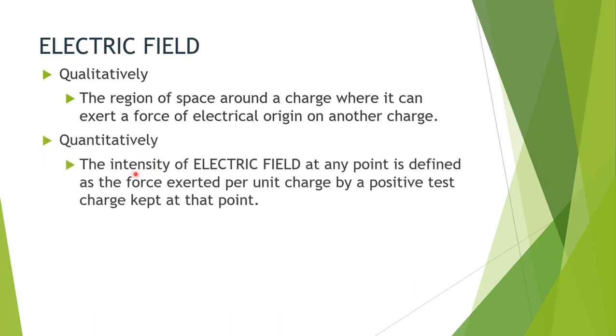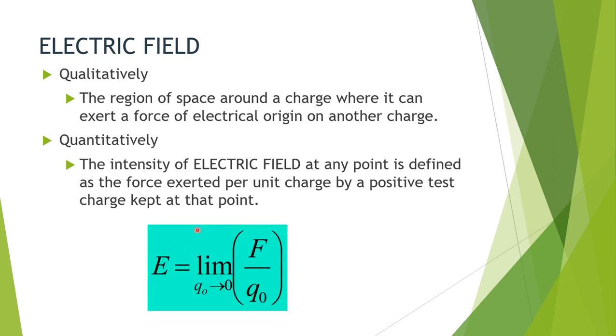Now our definition of electric field, or intensity of electric field at any point, is the force exerted per unit charge by a positive test charge. We'll discuss this in detail. So this is how we define the intensity of the electric field: the intensity of electric field at any point is defined as the force exerted per unit charge by a positive test charge kept at that point. That means if you are considering a single point charge, there will be an effect of this charge all around it. Now we introduce a positive test charge in the vicinity of this point charge. Then how much force is exerted per unit positive charge? That is electric field intensity.